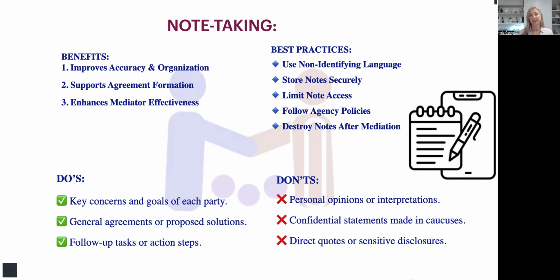we don't want to annotate is any personal opinions or interpretations, any confidential statements, sometimes even names or last names. I tend to use initials instead of writing down the names. It's shorter, it's easier, and it protects the confidentiality of the parties, or even direct quotes or sensitive disclosures. We don't want to have those in writing.